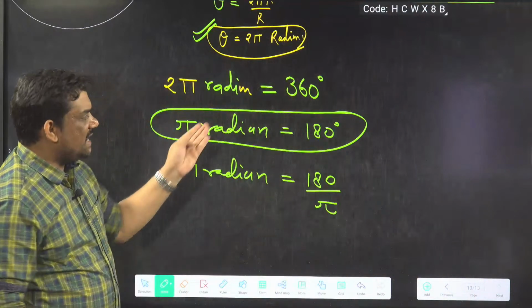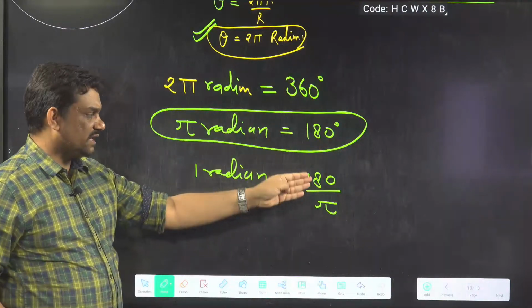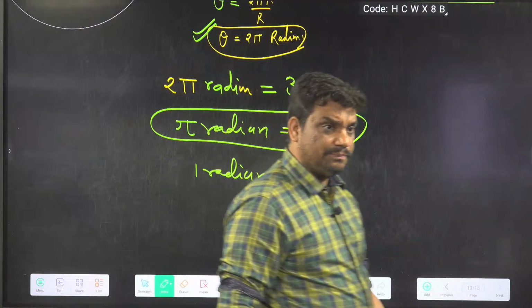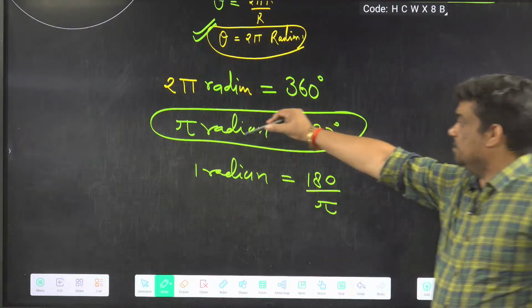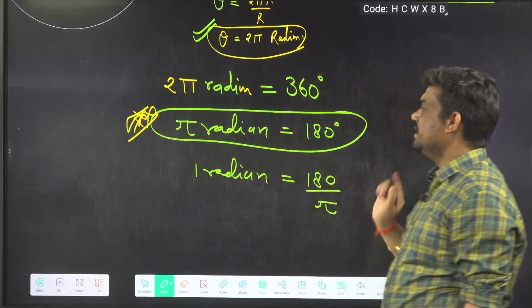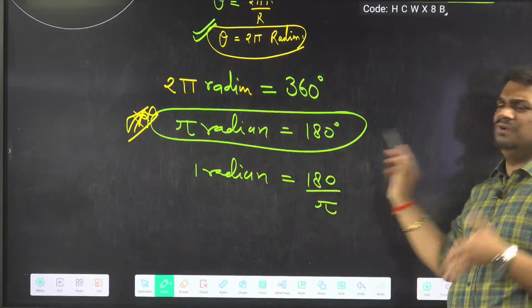So I can say pi radian is 180 degrees, so 1 radian becomes 180 by pi. Clear? Can I ask some questions? Ready for the questions? This line only you have to remember: pi radian is 180 degrees, or 2 pi is 360, which means pi is 180. That's it.